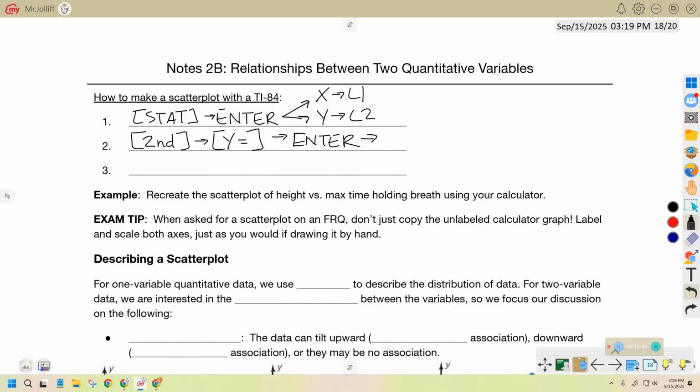And that's going to take you to a menu. The first choice in that menu is on or off. You want to turn your graph on. Otherwise, it won't plot.